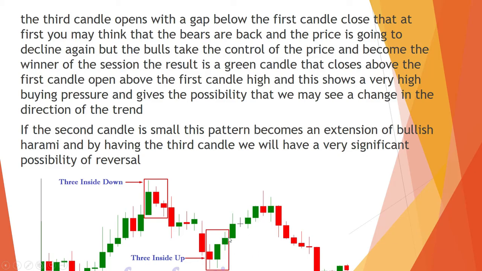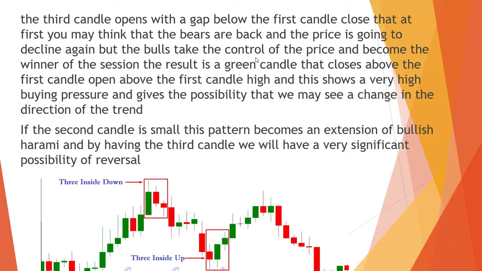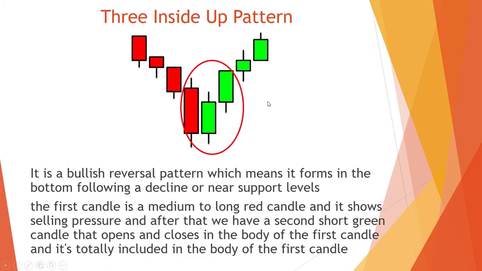The result is a greener candle that closes above the first candle open, above the first candle high, and this shows very high buying pressure and gives the possibility that we may see a change in the directional trend. As you can see here, there is a change from downtrend to uptrend. The second candle is small, so the pattern becomes an extension of a bullish harami, and by having the third candle we'll have a very significant possibility of a reversal.